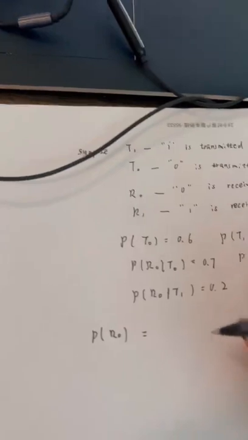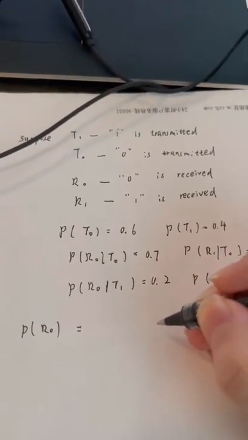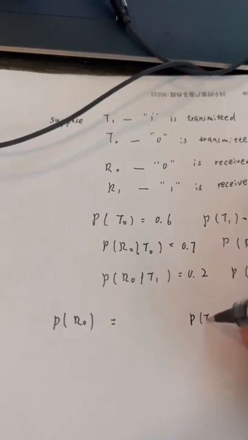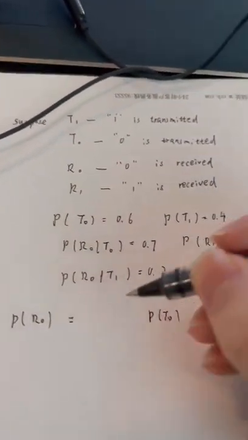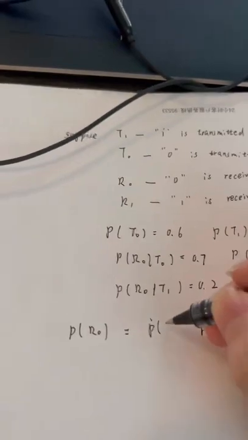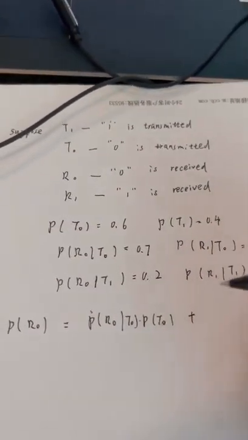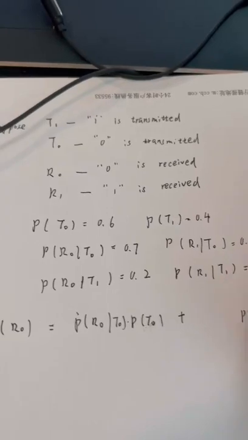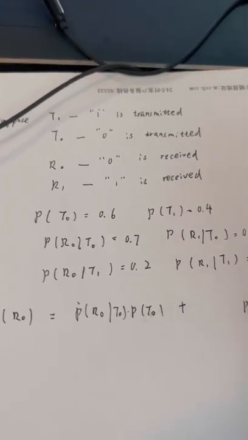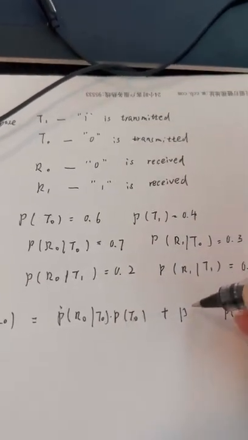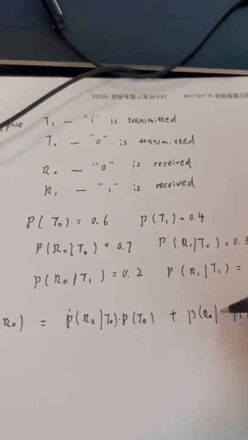First, we consider the circumstance that digital 0 is transmitted, so we will have P(T0) times P(R0) under the condition T0. And we will add the event T1, which refers to digital 1 being transmitted, and the conditional probability for T1 is P(R0) under the condition T1.